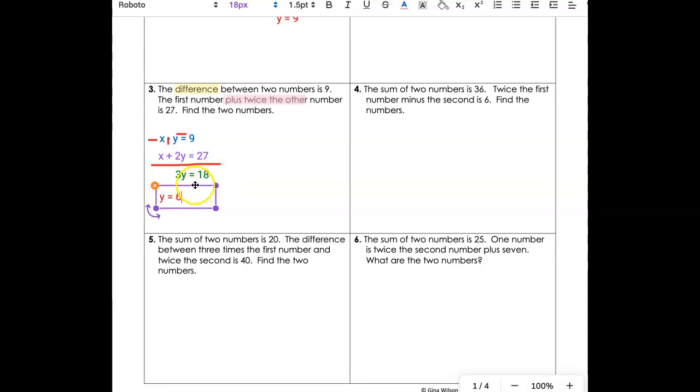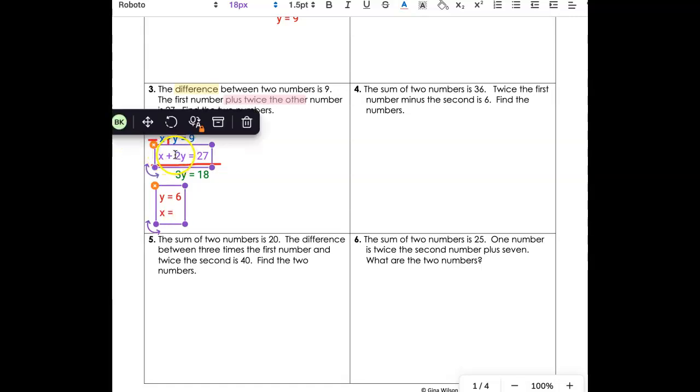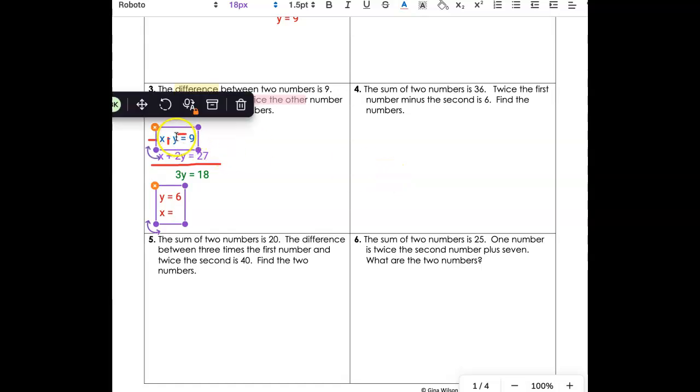Once I know what y is, I can plug it into either of the equations and get my answer for x. So I can either plug it in here. 2 times 6 gives me 12. And then I can subtract 12 from 27. Or I can plug it in here. x minus 6 equals 9. And then I add the 6 to both sides. Either way, we get that x is 15.